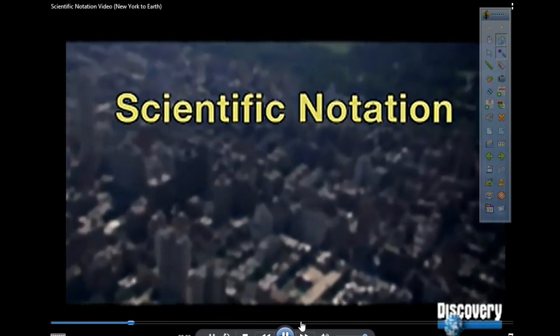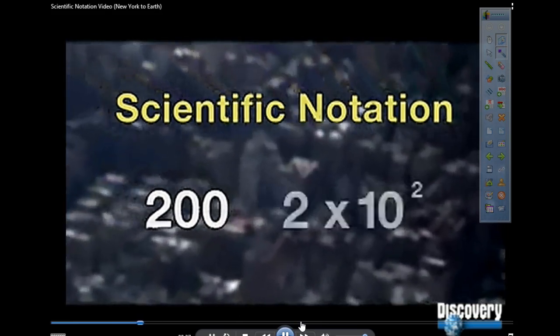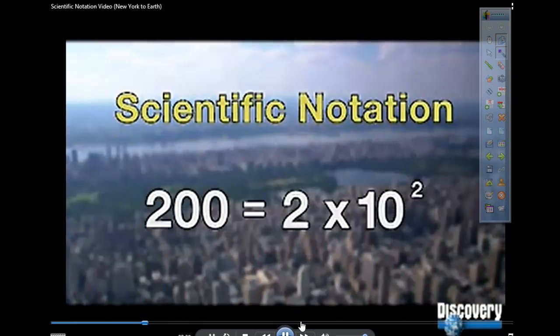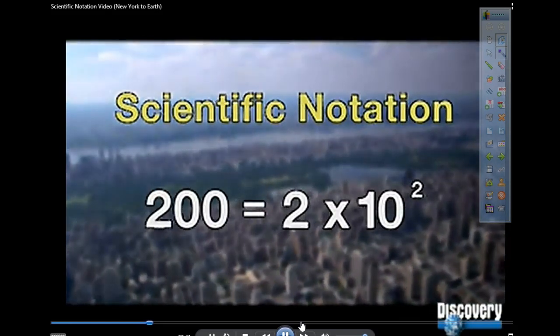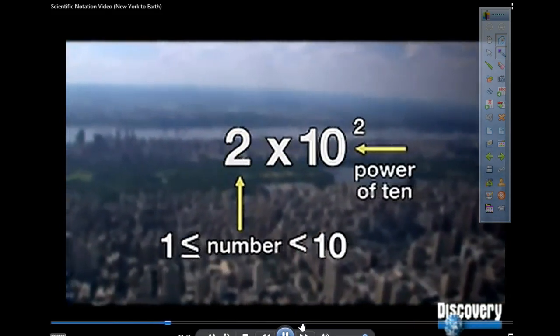Look at a familiar number, 200. In scientific notation, it's 2 times 10 squared. Scientific notation is expressed in 2 parts. The first part is a number greater than or equal to 1, but less than 10. The second part is a power of 10, which the first number is multiplied by.